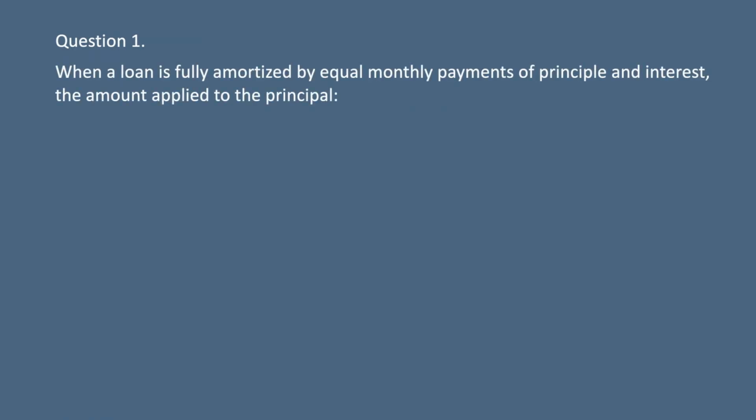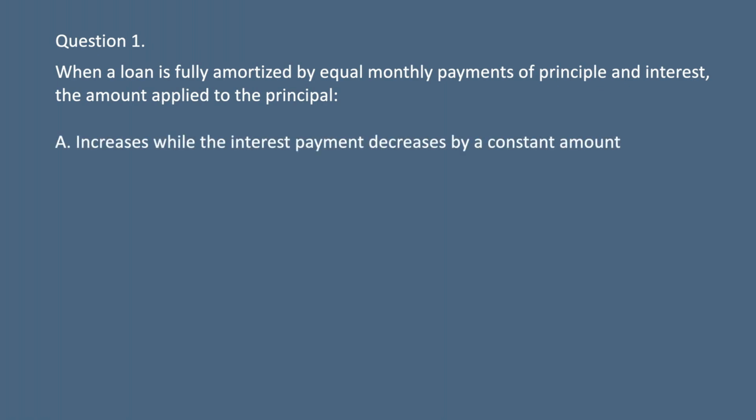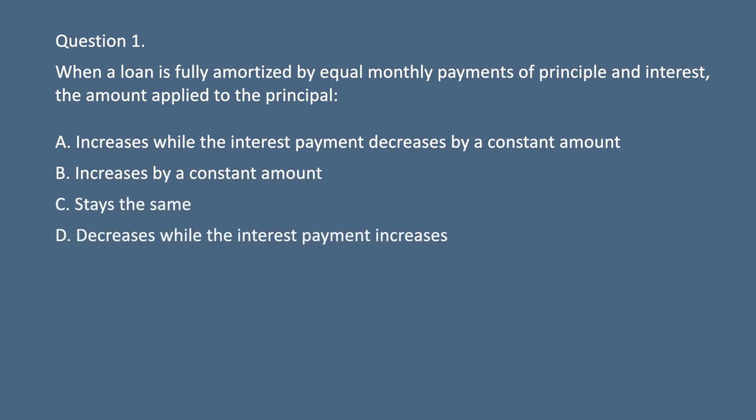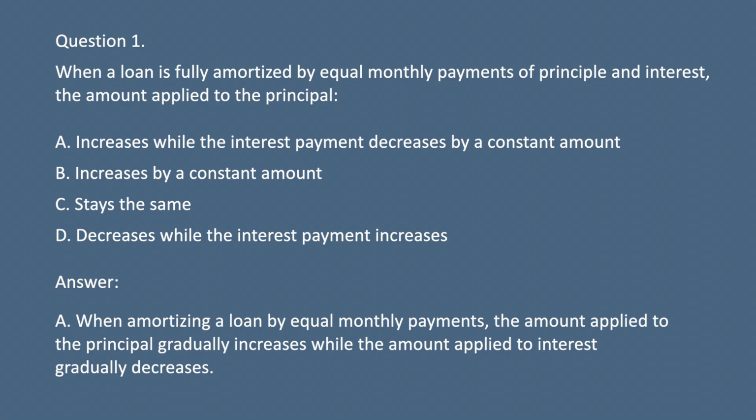Question 1. When a loan is fully amortized by equal monthly payments of principal and interest, the amount applied to the principal A. increases while the interest payment decreases by a constant amount. B. increases by a constant amount. C. stays the same. D. decreases while the interest payment increases. Answer. A. When amortizing a loan by equal monthly payments, the amount applied to the principal gradually increases while the amount applied to interest gradually decreases.